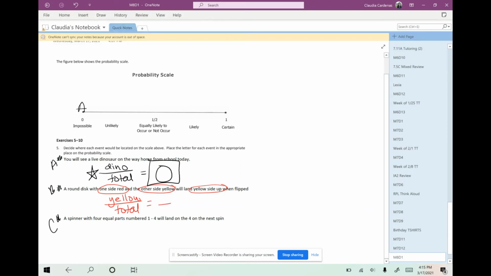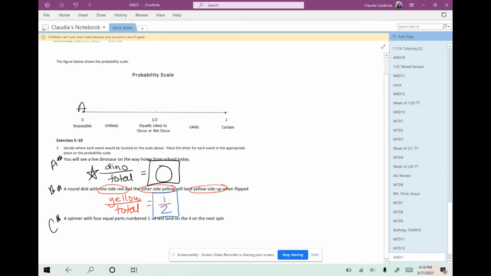I wish I had a yellow marker, but I don't. If there's a round disc with one side red and one side yellow, how many sides are yellow again? 1. And how many total sides are there? How many total outcomes could it land on? Well, it could land on red or yellow, which is a total of 2 sides. So the probability of it landing on yellow is 1 out of 2, or 1/2.